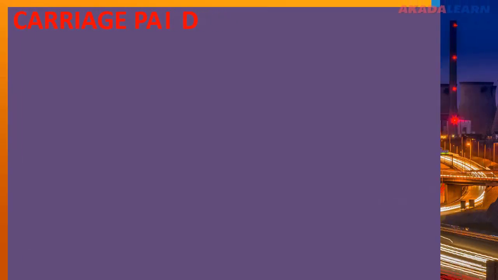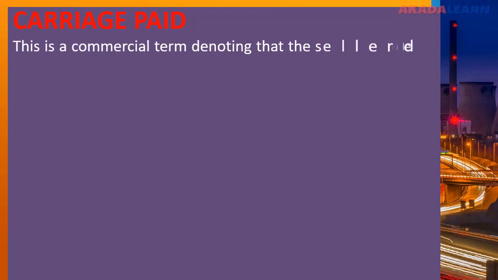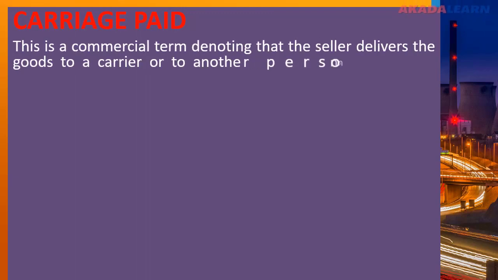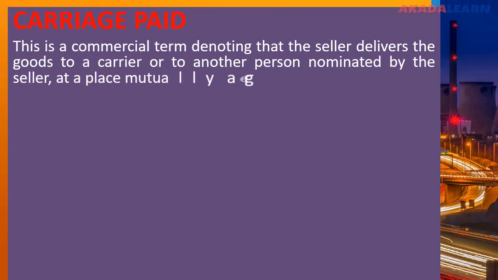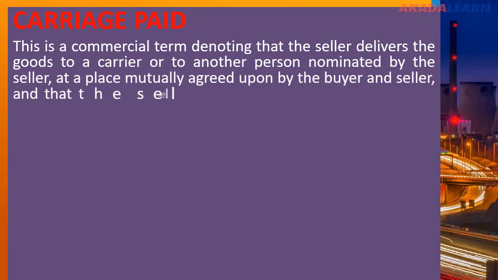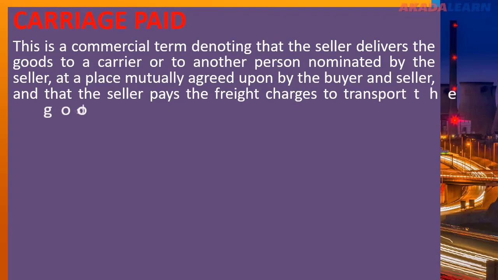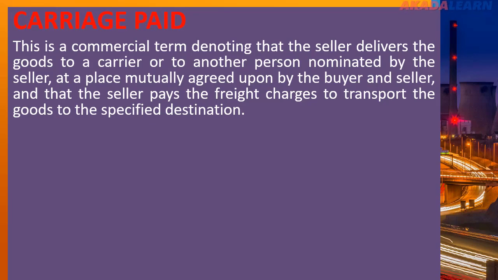The next we'll be looking at is carriage paid. Carriage paid is a commercial term denoting that the seller delivers the goods to a carrier or to another person nominated by the seller at a place mutually agreed upon by the buyer and seller, and that the seller pays the freight charges to transport the goods to a specific destination.